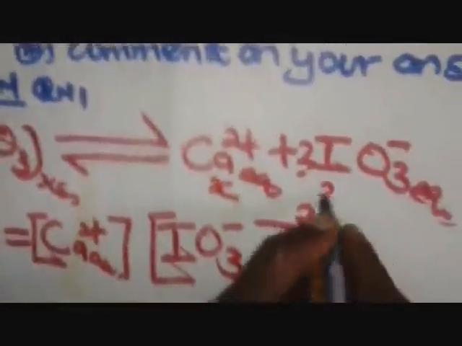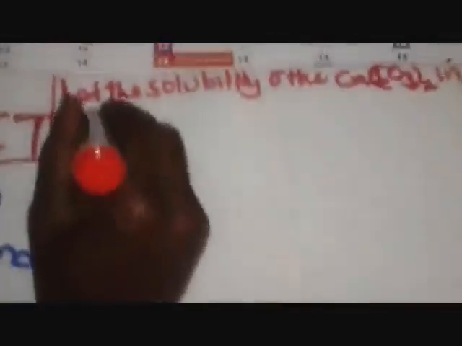Now after doing that, we are going to relate. So we are going to say, let the solubility of the calcium iodate in water be, for example, X. When it is X, it implies that here we shall have X, and here we shall have 2X. Now, from there we can find the concentration of calcium ions. Calcium ion concentration is going to be equivalent to X.